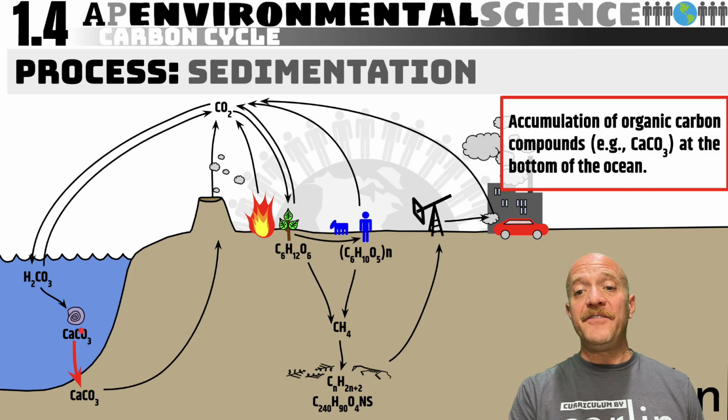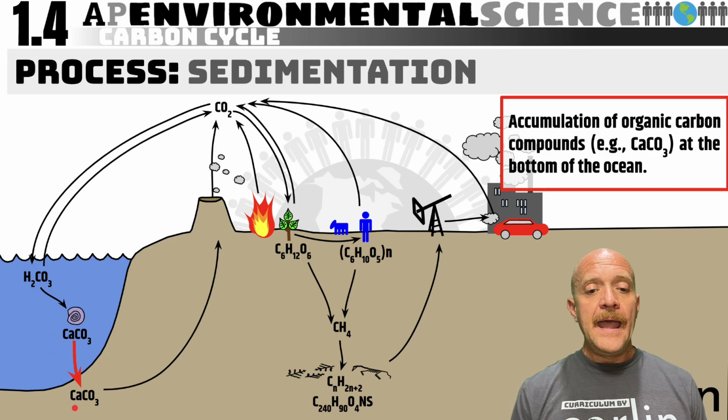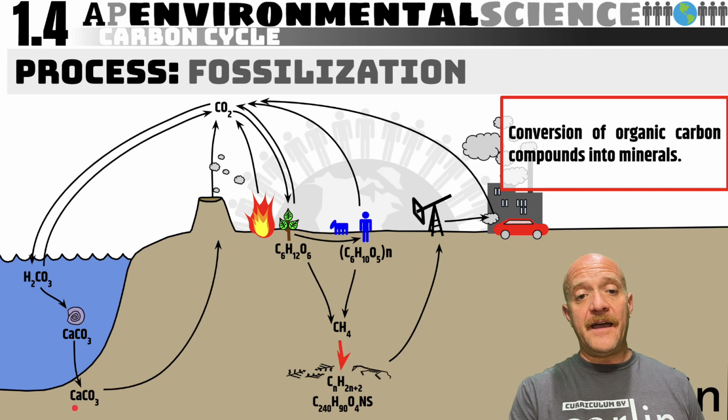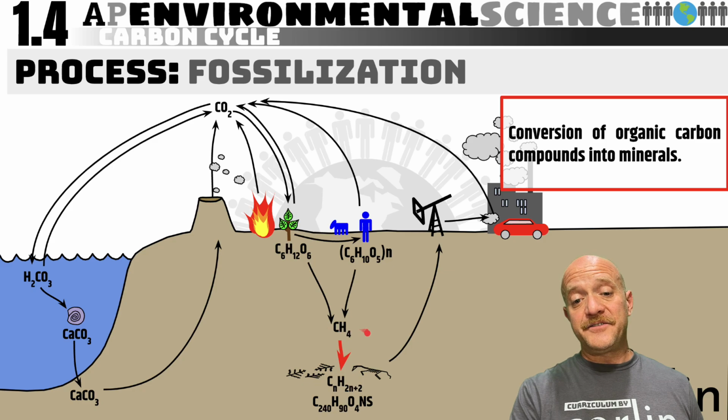Now we have sedimentation. Sedimentation is when you have the accumulation of organic or inorganic carbon compounds at the bottom of the ocean. Now, over time, it becomes an inorganic compound like calcium carbonate or limestone. And over time, you can also have fossilization that occurs in terrestrial areas.